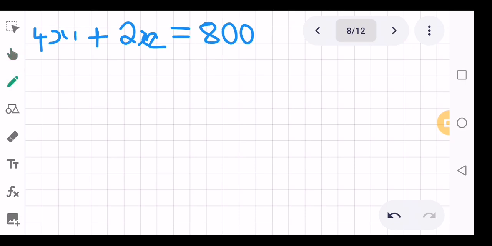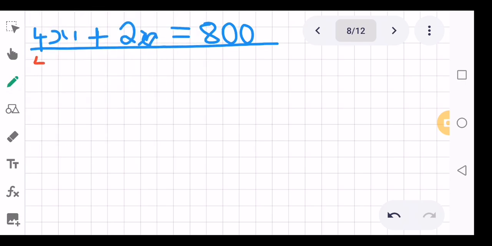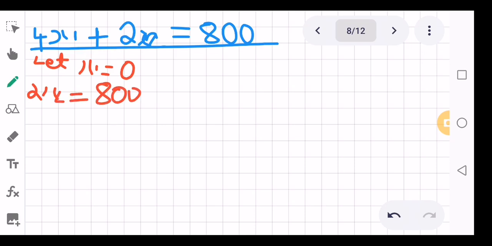Now the next thing you need to do is let your x1 be equal to 0. Then what will happen? If x1 is 0, 4 into 0 is 0 plus 2x2 is equal to 800. So 2x2 will be equal to 800, so your x2 will be equal to 400. And your x1 is 0. Okay, this is one case.